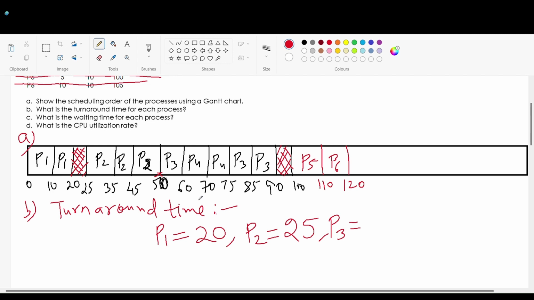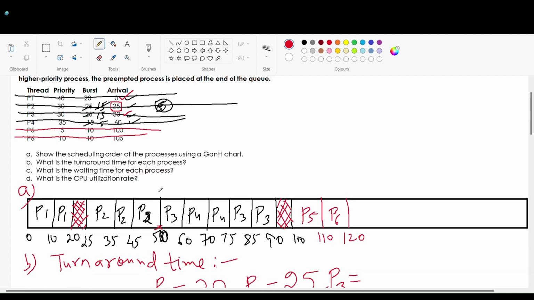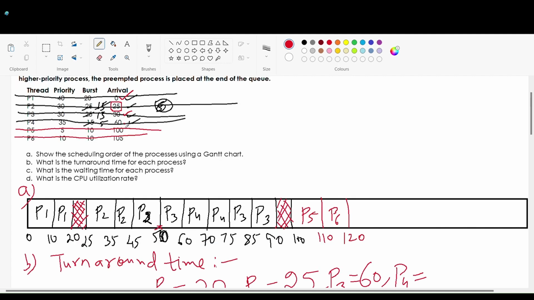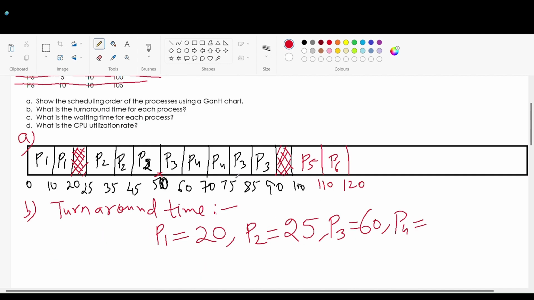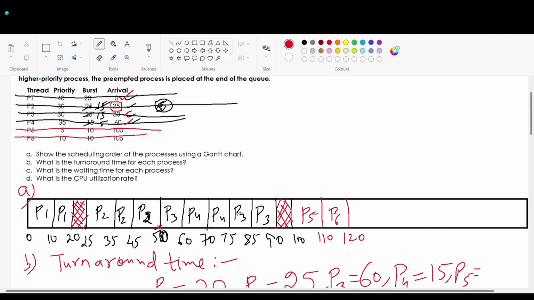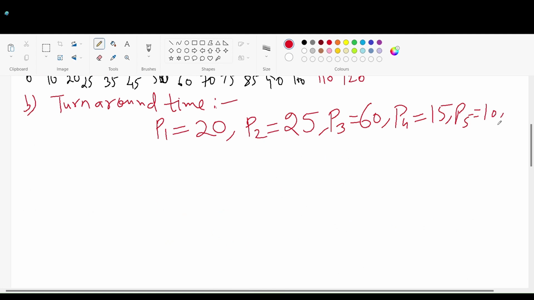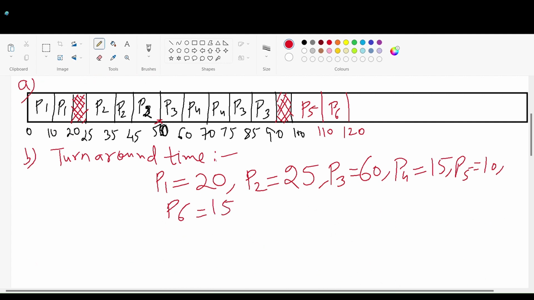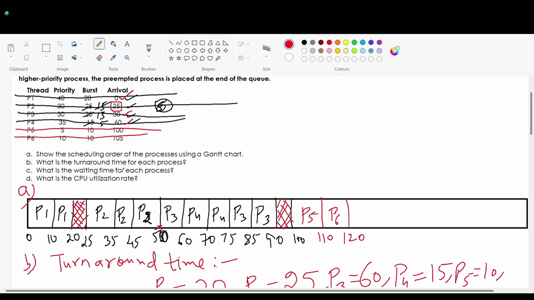What about P3? P3 enters into the system at 30 and exits from the system at 90. So 90 minus 30 will be 60. What about P4? P4 enters into the system at 60 and exits from the system at 75. So 15. Then P5 enters into the system at 100 and exits at 110. So 10. P6 enters into the system at 105 and exits at 120. So 15. So this is the turnaround time for each process.